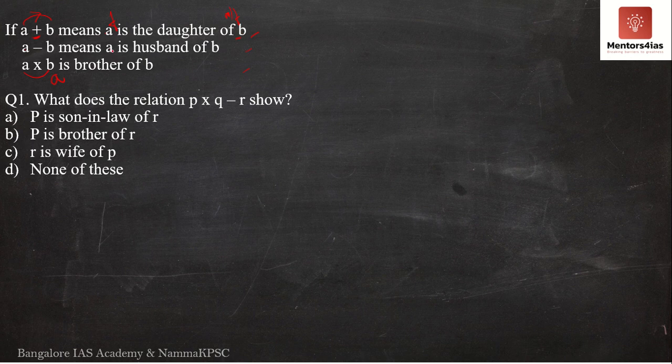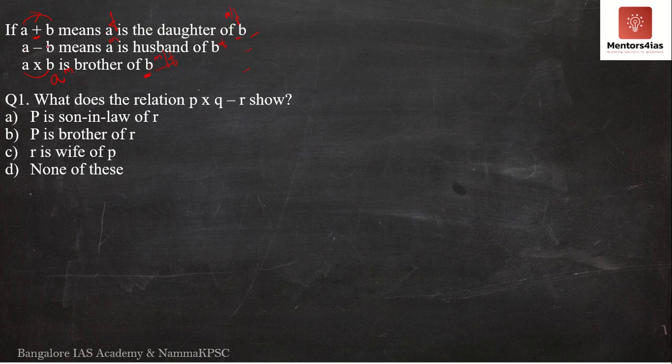Similarly, here A is the husband of B. Now in this case, I should be able to determine the gender of both A and B. If the statement says A is the husband of B, then A is a male, whereas B should be a female. The last statement says A cross B means A is the brother of B. Now, if A is the brother of B, A has to be a male. However, I cannot determine the gender of B. B may be the sister of A or B could once again be the brother of A. So it could be male or female. I don't know the gender of B over here.